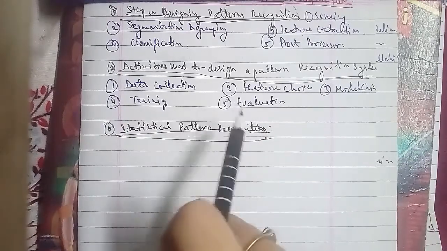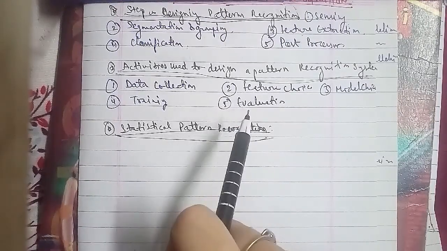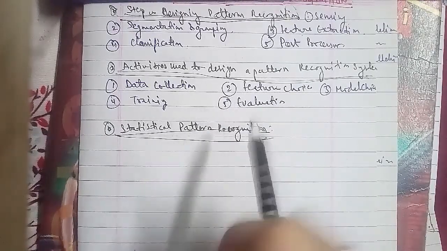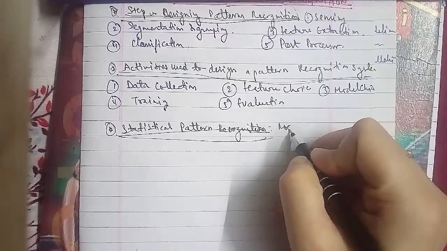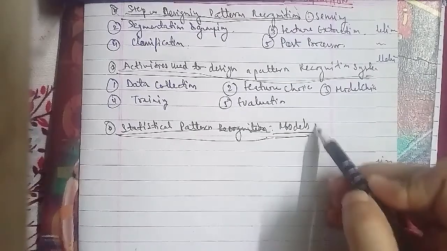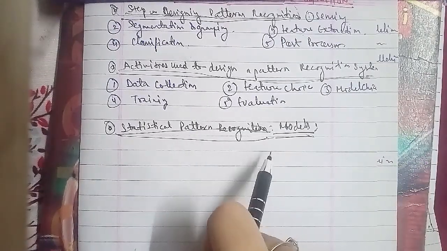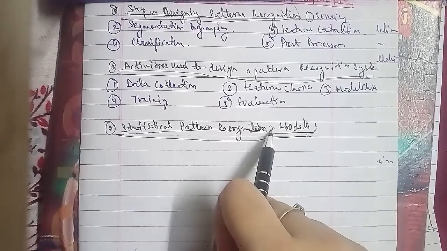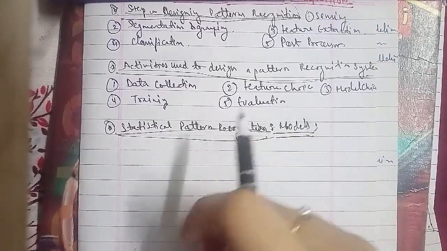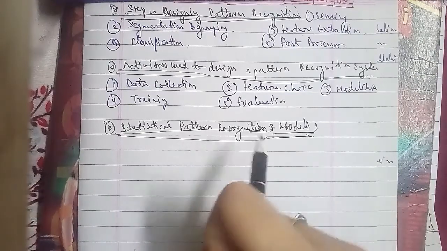In the statistical decision theoretic approach, the decision boundaries are determined by the probability distribution of the patterns belonging to each class as well. Now the basic model of statistical pattern recognition. In this case, the pattern recognition system is divided into two major modes of operation, training and classification.